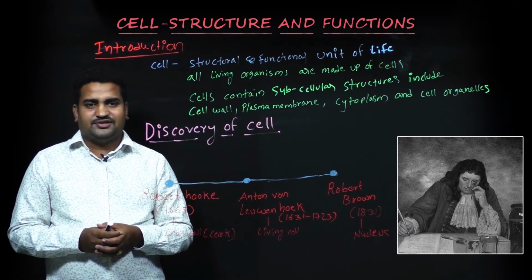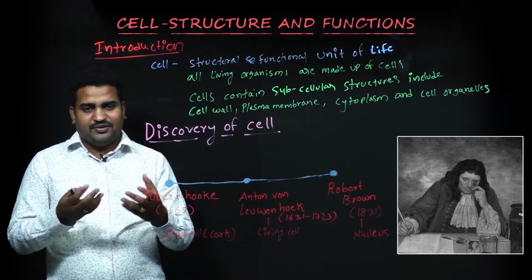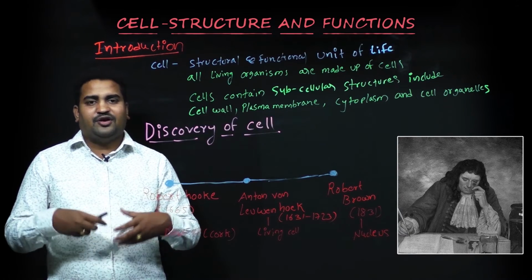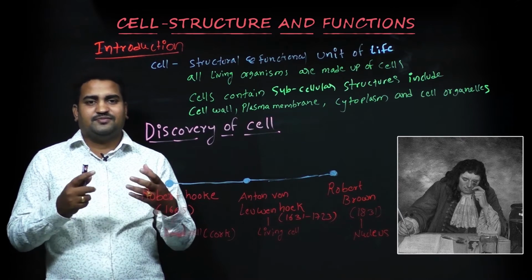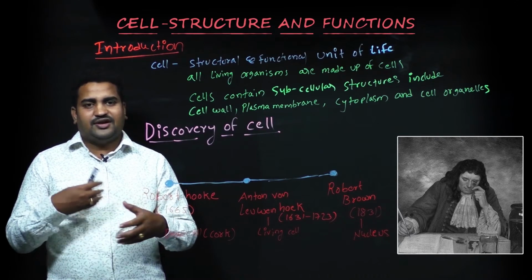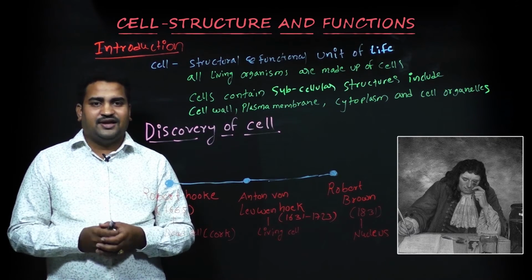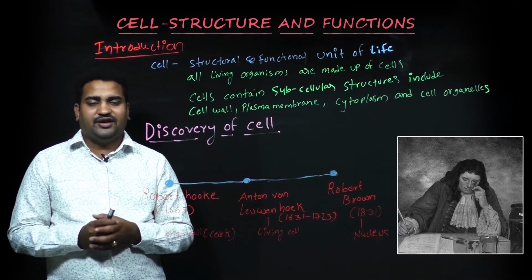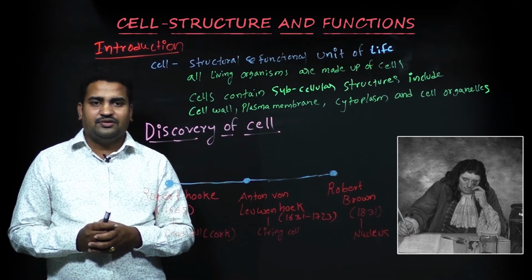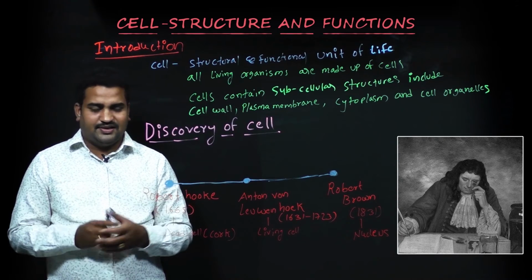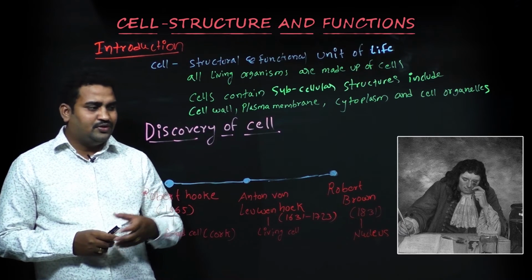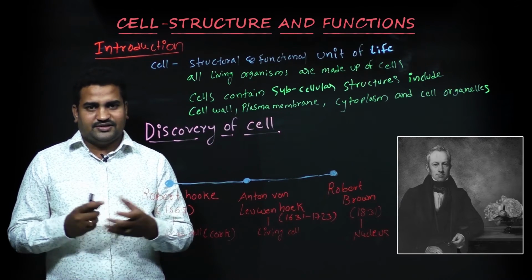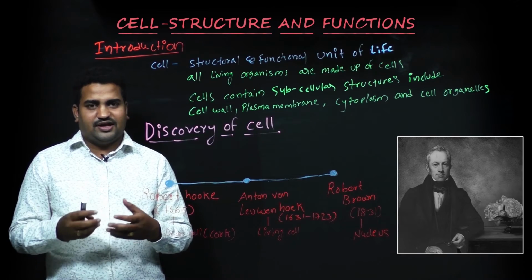He observed different samples such as pus cells, RBC, WBC, sperm, drain water, and he found that there were some organisms which we cannot see with our naked eye, and he named them as animalcules. So this was the discovery of the first living cell. So Antonie van Leeuwenhoek first time discovered the living cell by his microscope, and Robert Brown first time discovered the nucleus in the cell. So this was the discovery of the cell.